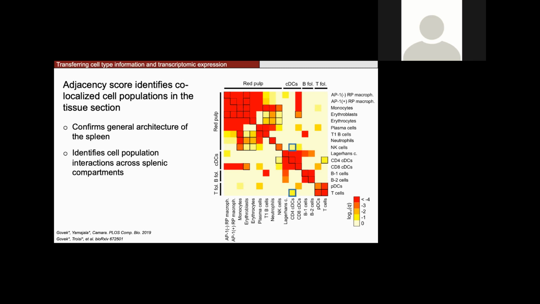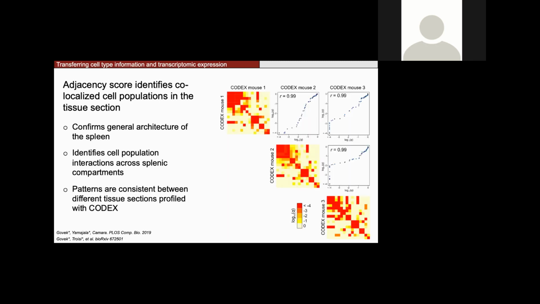So here we can see that the CD4 dendritic cells co-localize with the T cells and the NK cells, which confirms their localization in the bridging channels between the T cell zones and the red pulp, and their role in mediating across different splenic regions. So once again, we did this analysis on all 3 of the tissue sections profiled by codex, and we find that our results are very consistent across all of the codex mice.